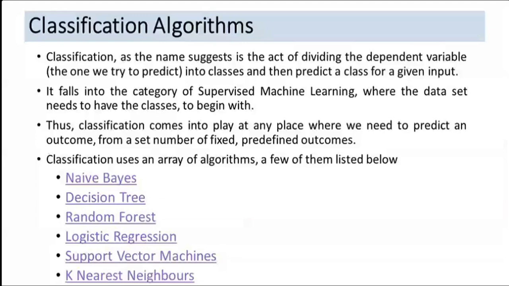Because in the case of a supervised learning algorithm, labeled data is expected. What the input is and what the output is has to be provided, so that when new inputs are provided to the system, it can predict the output. Classification uses an array of algorithms, a few of them being naive Bayes, decision tree, random forest, logistic regression, support vector machine, that is SVM, and KNN, that is K nearest neighbors.